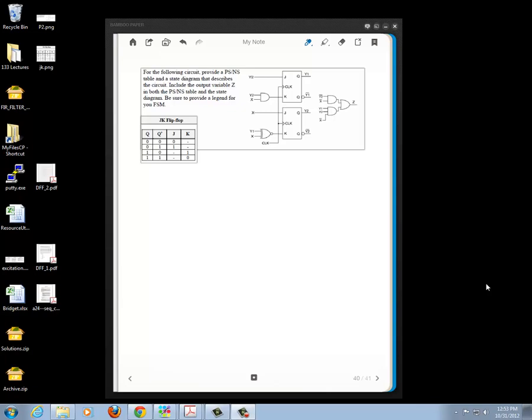Alright, so we're going to walk through this problem. The first thing that you want to do when you look at finite state machine problems is to just look at the circuit and observe what you have. You can see here I have two state registers, or rather two state flip-flops. Both of them are JK flip-flops. And here we have, I'll go ahead and draw, this is our excitation or next state decoder logic, and this here is our output decoder logic.